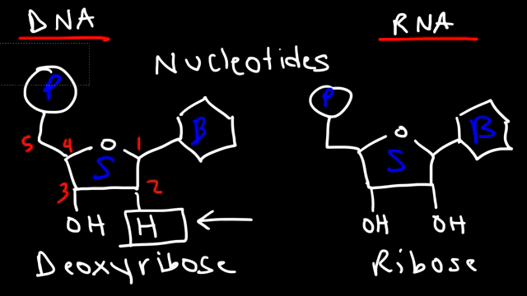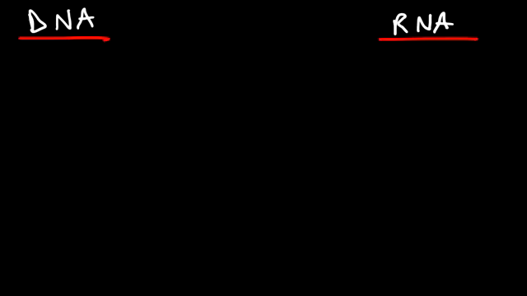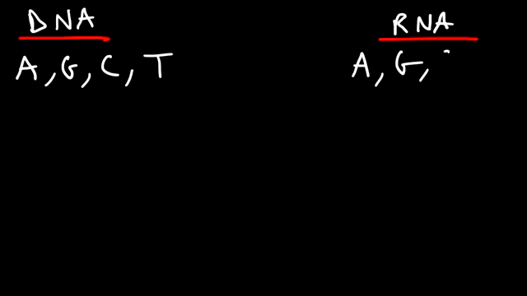Now let's focus on the nitrogenous bases found in DNA and in RNA. DNA contains the bases adenine, guanine, cytosine, and thymine. In RNA, the bases are adenine, guanine, cytosine, but instead of thymine, it's uracil. And so that's another difference between RNA and DNA. It's a typical test question, so make sure you're aware of that difference. So uracil is found in RNA, and thymine is found in DNA.